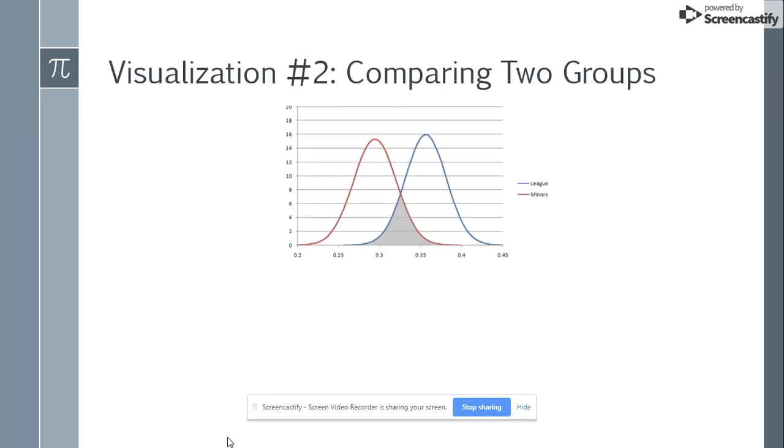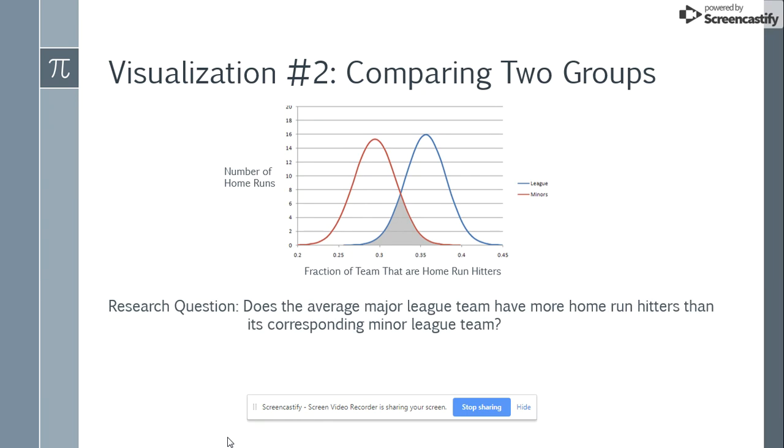Visualization number 2, comparing two groups. For this example, we are comparing the two groups of the major league and the minor league, the number of home runs, and the fraction of teams that are home run hitters. The research question: Does the average major league team have more home run hitters than its corresponding minor league team? Now, we're working with the curves, and usually a curve or a plot of the data can hint at a possible hypothesis test.